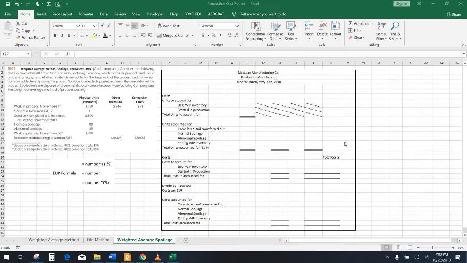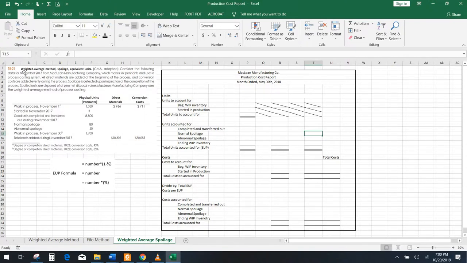Alright guys, I'm going to do a problem from chapter 18. It's a production cost report, and what makes this one different is it has a spoilage element to it. So it's very similar to previous weighted average problems, except we're going to have to add a couple lines for spoilage. But because it's weighted average, it's not that complicated to solve.